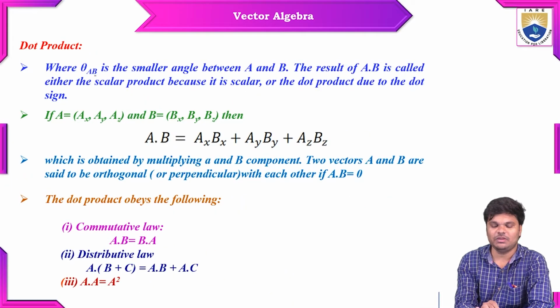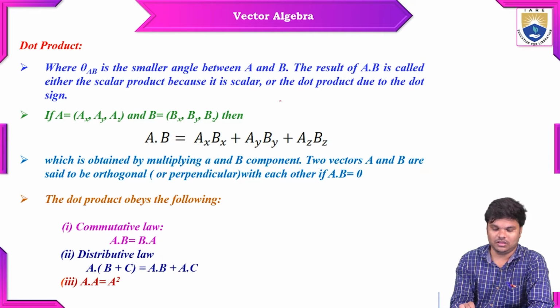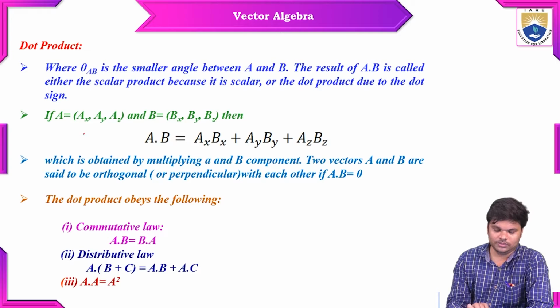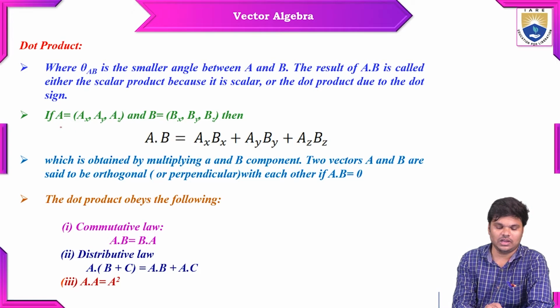As I said earlier, theta AB is the smaller angle between A and B, and the result of A dot B is called either the scalar product because it is a scalar, or the dot product due to the dot sign. It can be called in either way, so no issue. Suppose I have two position vectors, and the position vector A is (ax, ay, az), meaning ax times the unit vector along x, plus ay times the unit vector along y, plus az times the unit vector along z.